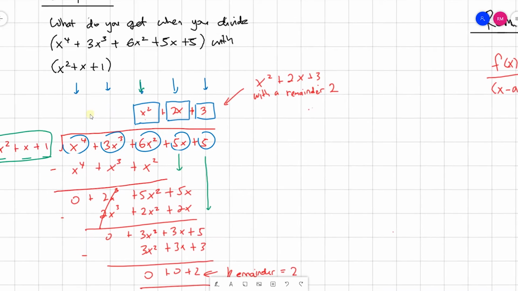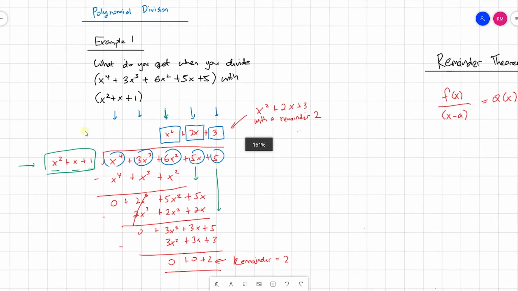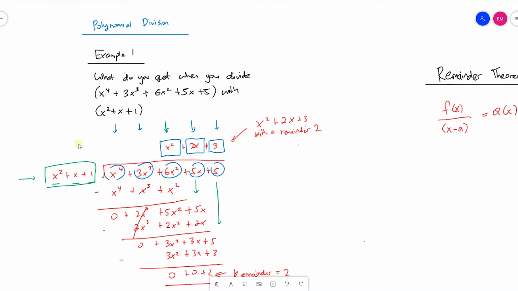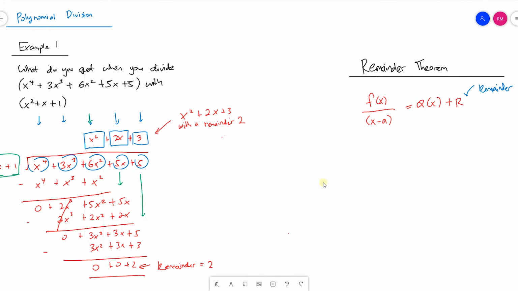So this was the previous example that I did in a different video, and in this example we were asked to divide this function with another function, and we got the answer with a remainder too. When we compare side by side, they're asking us to divide this with this, correct?